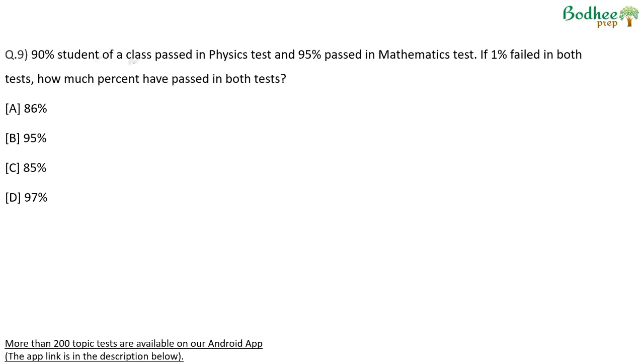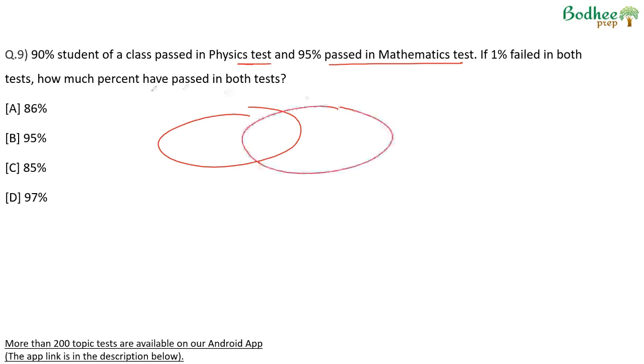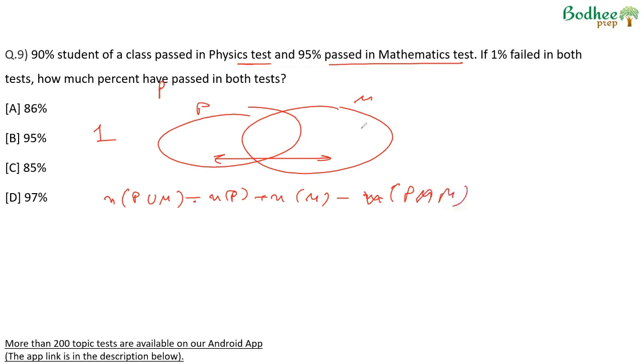90% of the students of the class passed in physics, 95% passed in maths. 1% failed in both. How much percent passed in both the tests? Let us look at passed in physics, passed in maths. 1% failed in both, so 1 will be here. This sum has to be 99. 90% passed in physics, 95 in math. So I can say n of p union m will be n of p plus n of m minus n of p intersection m. These are people who have passed.